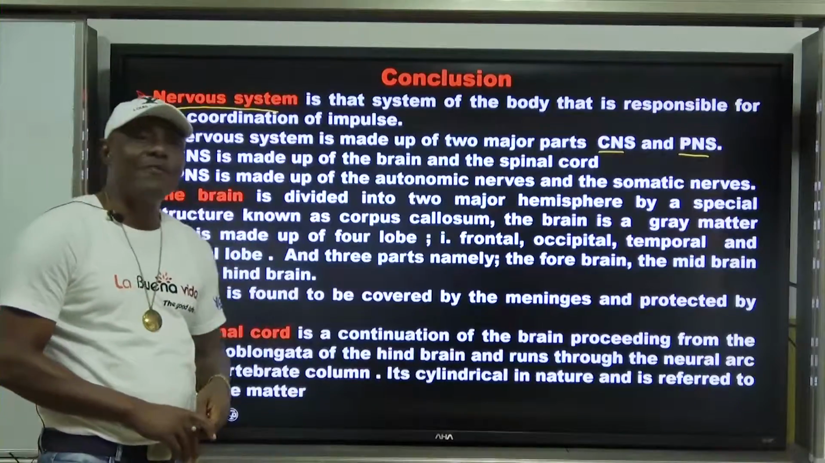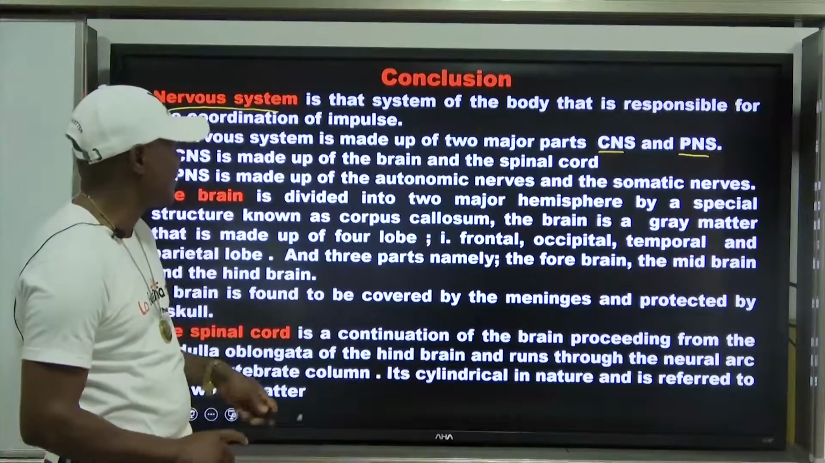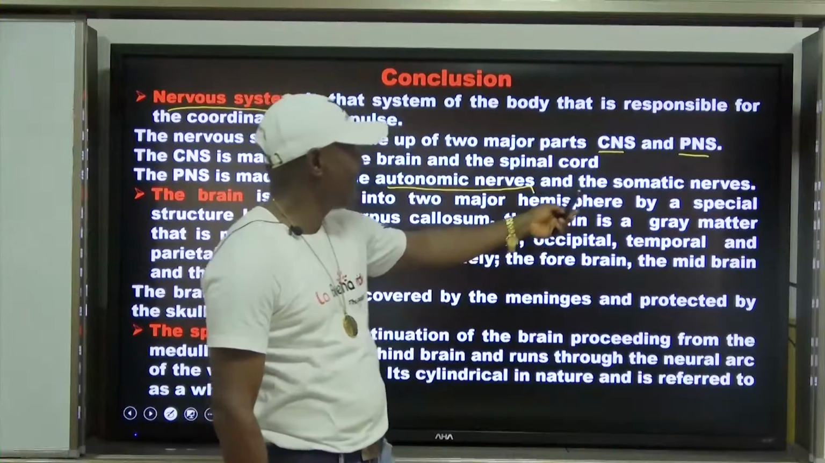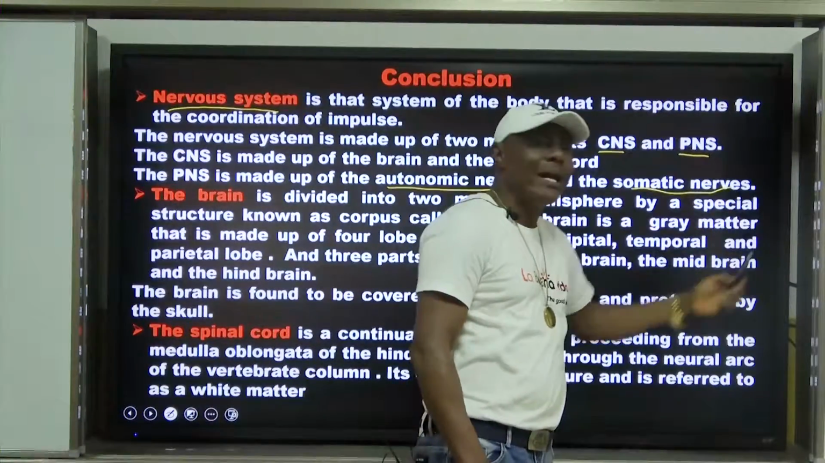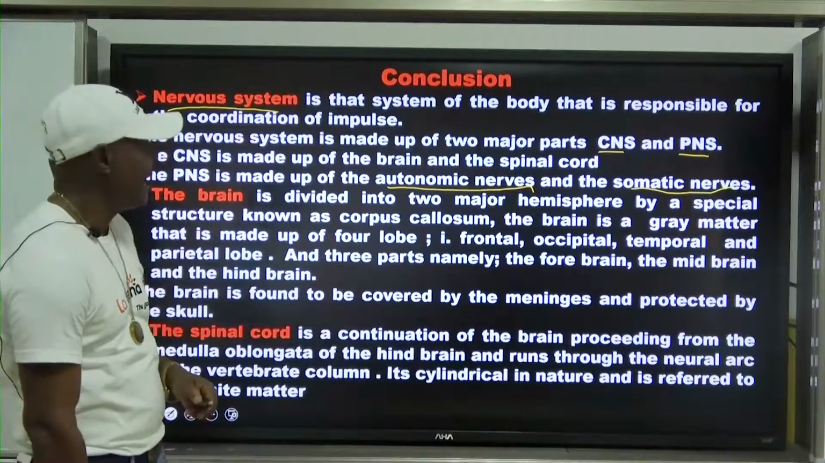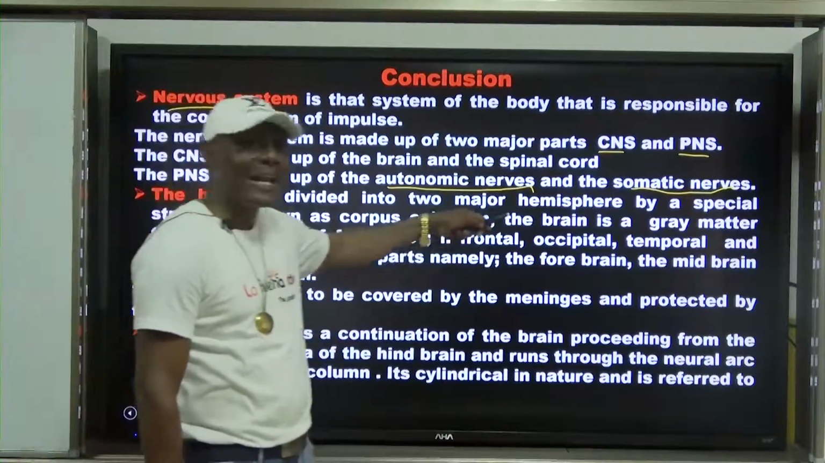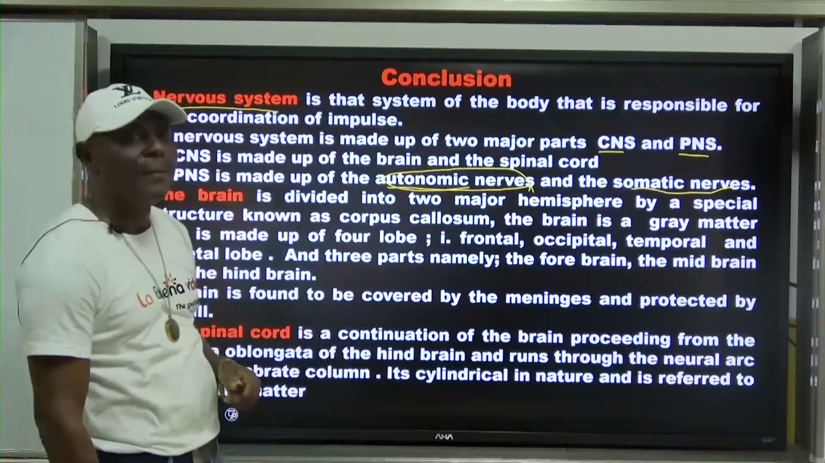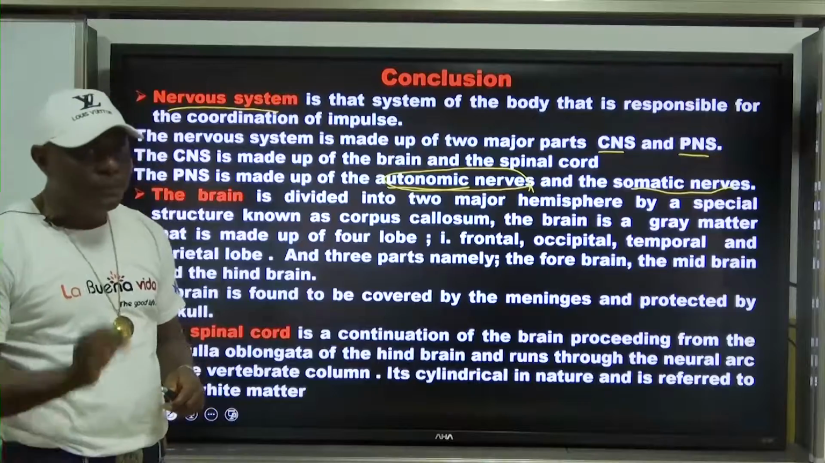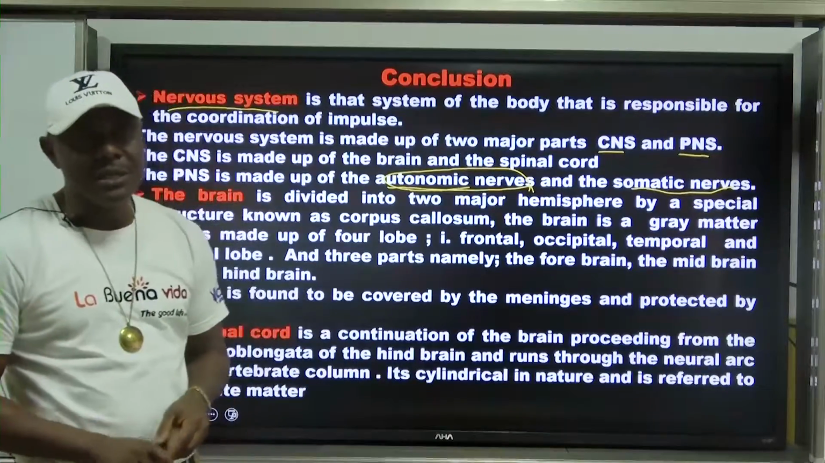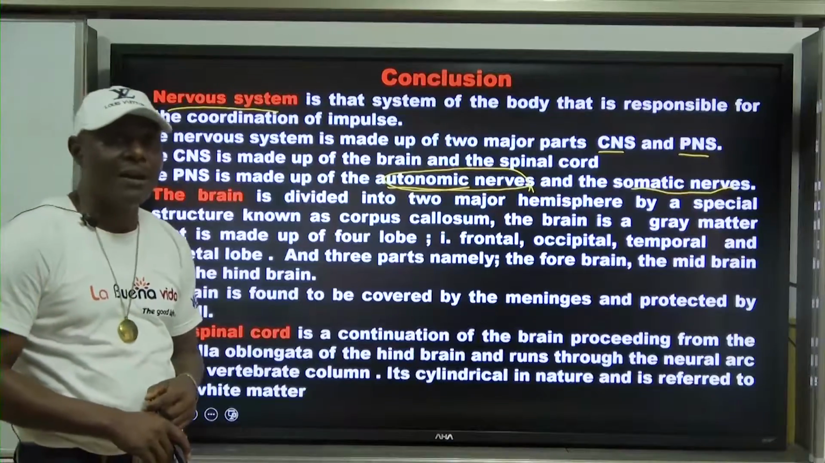I will say the peripheral nervous system is made up of 2 major nerves. That is the autonomic nerves, take note, and the somatic nerves. These are the components of the peripheral nervous system. And remember what I told you about the autonomic nerves. I said this autonomic nerve is made up of 2 other major nerves: the sympathetic nerves and the parasympathetic nerves. These are components of the autonomic nervous system.